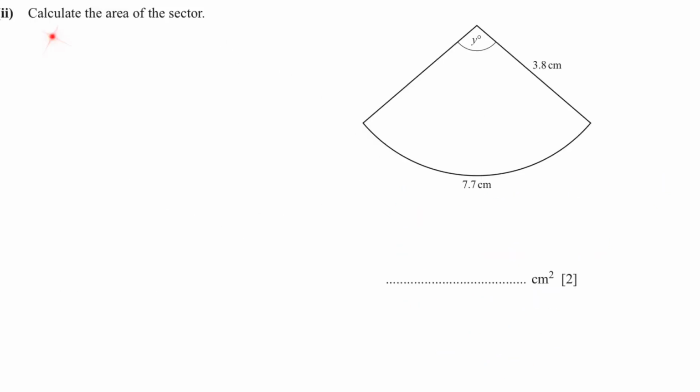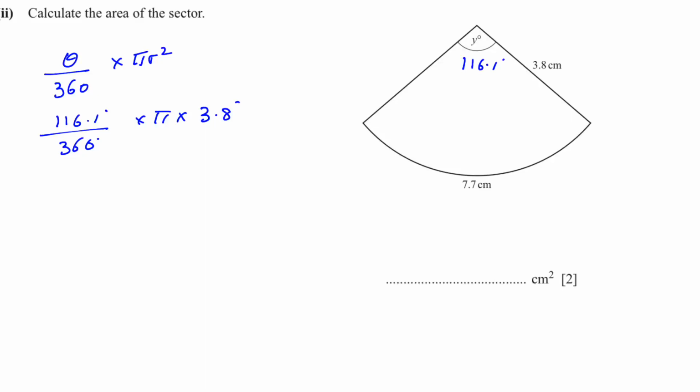In the second part, we are asked to calculate the area of the sector. To find the area of the sector, we will use this formula: theta over 360 times pi r squared. We already found our y, which is 116.1. So 116.1 over 360 times pi times the radius, which is 3.8 squared. And we will get 14.61. When we round it, it will be 14.6 square centimeters.